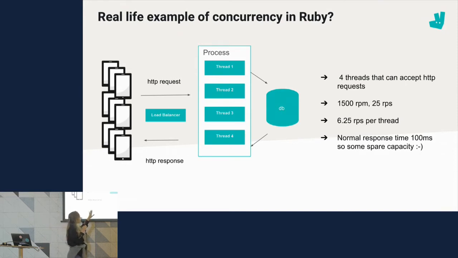Say the service normally has around 1,500 requests per minute. We know that's 25 requests per second, and we can see we've got 4 threads here that can accept HTTP requests. So that's around 6.25 requests per thread. And if we say the normal response time is around a millisecond, then actually each thread could do 10 requests per second. So they've got a bit of headroom.